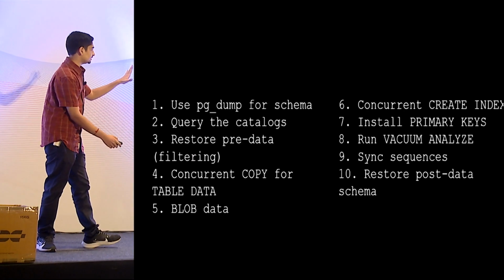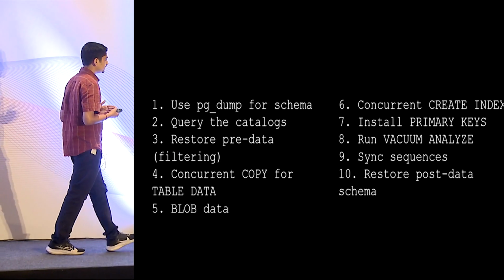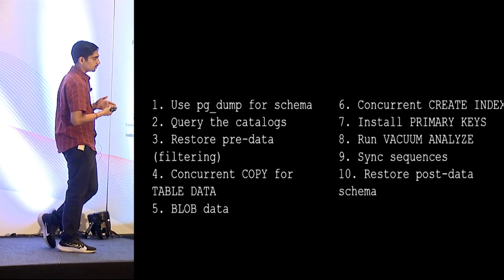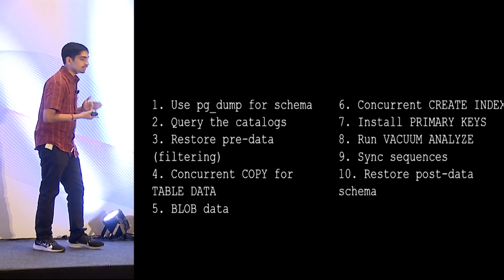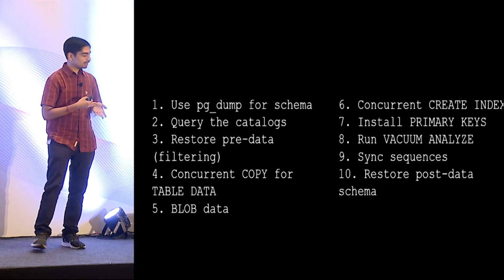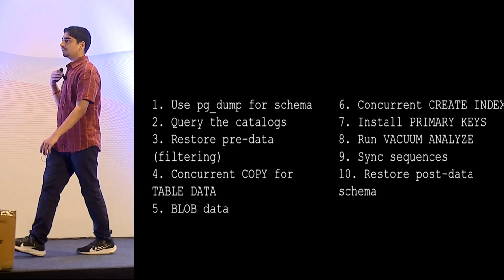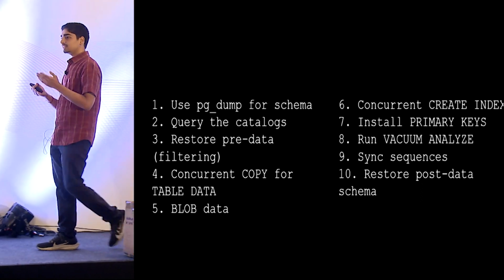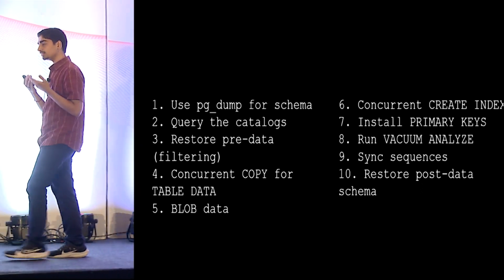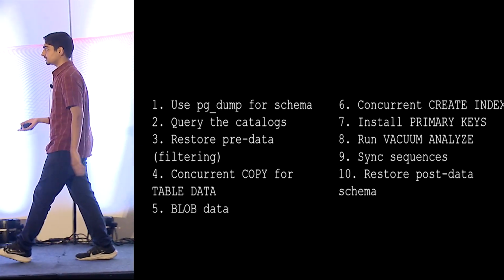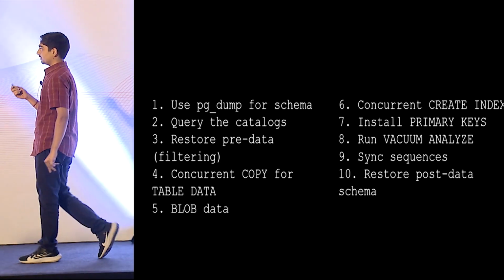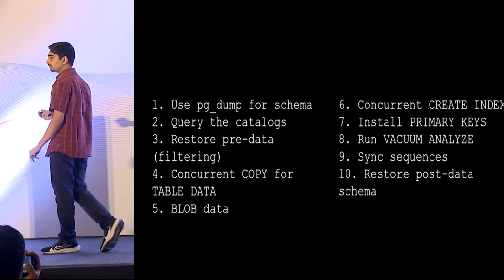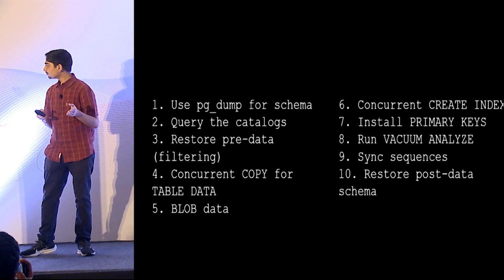So here are the 10 steps. We still use pg_dump and restore for the schema parts of the migration. Then we query the catalogs, and we also have filtering methods, which means you can choose to migrate certain schemas, certain databases, certain tables, etc. First we restore the pre-data parts of the migration, which is basically CREATE TABLE and so on.